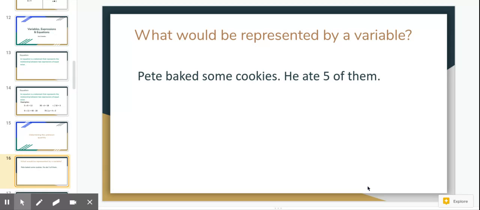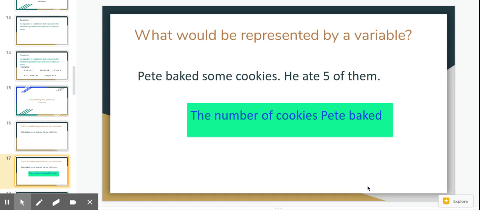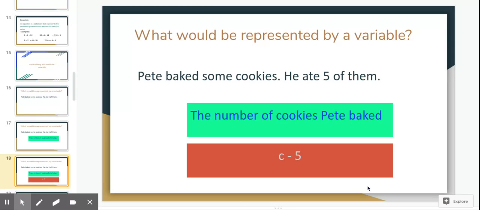Okay, welcome back. So the unknown amount is the number of cookies that Pete baked in the first place. We're not sure how many cookies he baked, but we do know he ate 5 of them. So then the expression we would write to represent this is C minus 5. The C is the cookies that he baked in the first place. The 5 is the amount that he ate. So C minus 5 is going to represent how many cookies Pete has left.